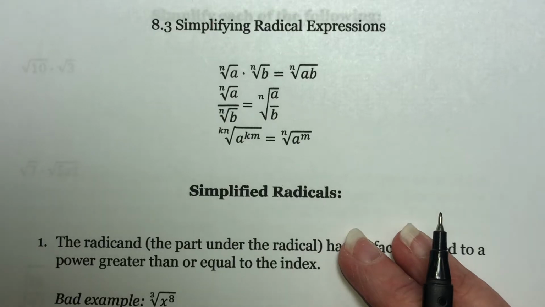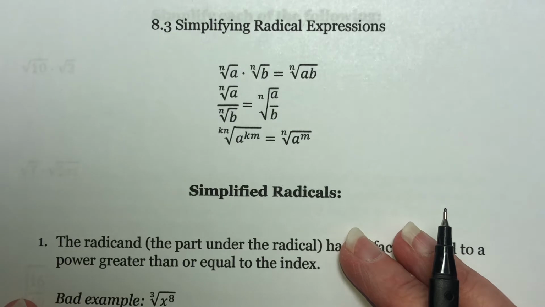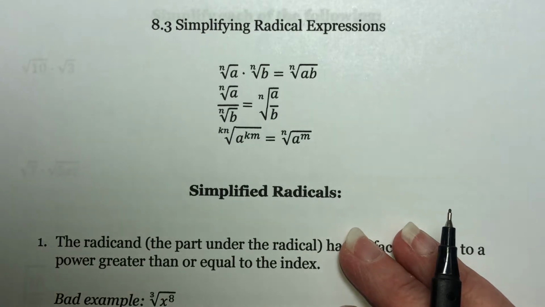This is section 8.3. We're going to be talking about simplifying radical expressions. Like fractions, radicals have a simplified form, and we are always supposed to write our answers in that form. Mainly, we have been dealing with roots that were exact. These are not going to be roots that are exact. We're going to be talking about how to put them in the correct form.